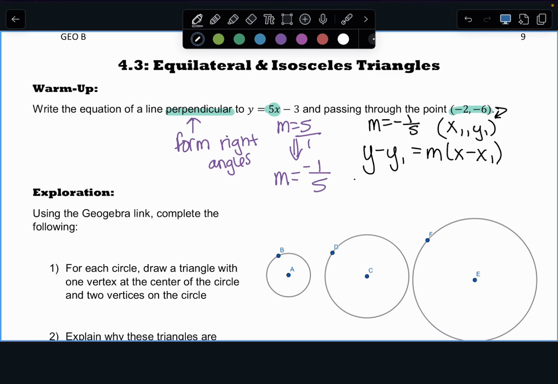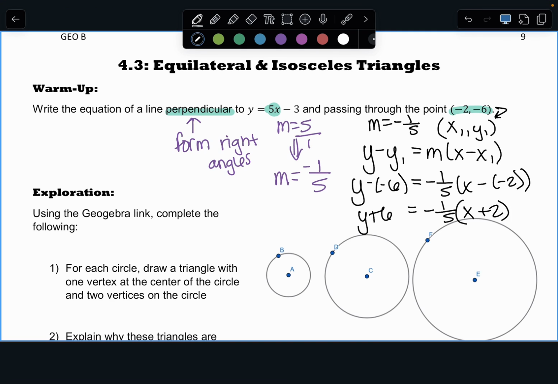So what would y1 be? What's y1? Yeah, -6. So y minus -6 is equal to, my slope was -1/5, and x1 is -2. Both of these minus and negatives, what do they turn into? A plus. So y plus 6 equals -1/5 times x plus 2.